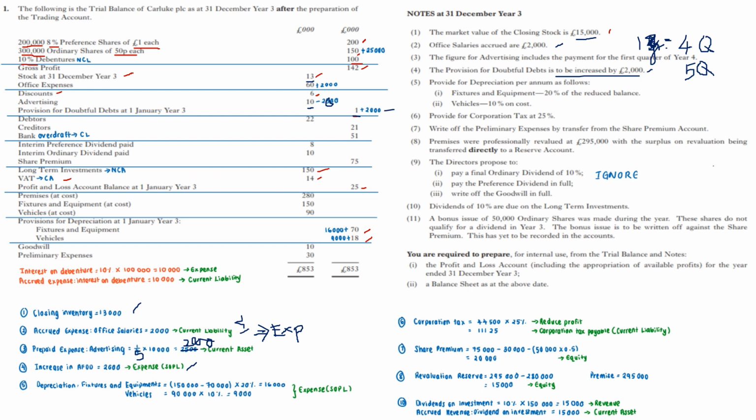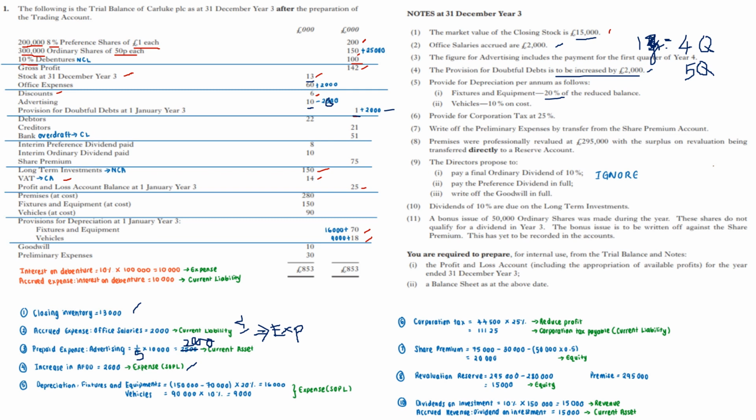Okay. Right. Next, depreciation. Depreciation for fixtures and equipment is 20% of the reduced balance, whereas for vehicles is 10% on cost. So reducing balance method, you need to take your percentage and multiply with your net book value. This is something that you should have learned last semester.